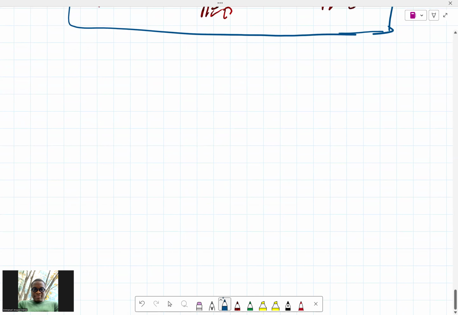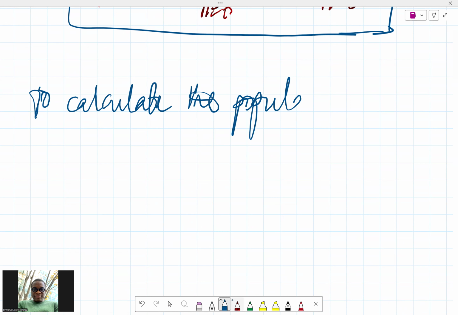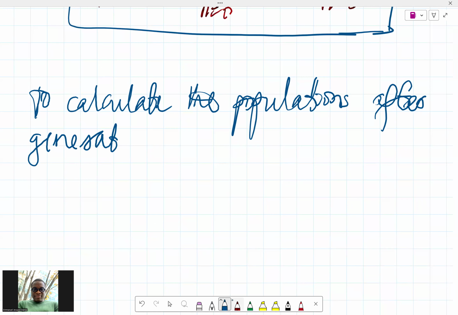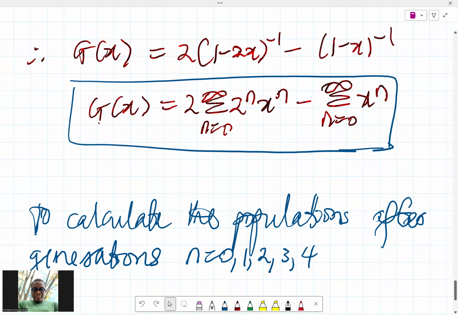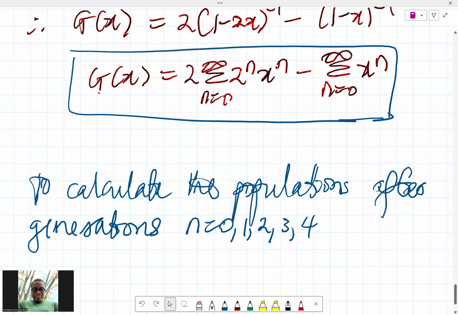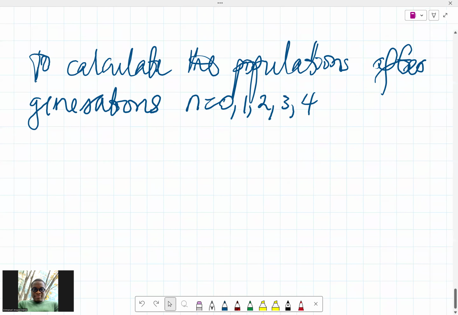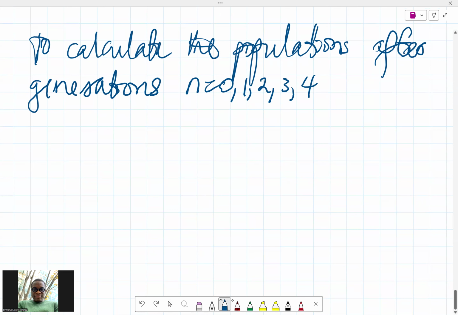Okay, so to calculate the populations after generations n equals 0, 1, 2, 3, and 4, for instance. Now, in that case, we need to get the value of Pn, right? And that can only be obtained from the coefficient of what we have. Okay, so we can say, okay, let me go back.